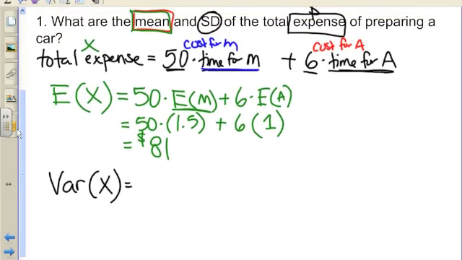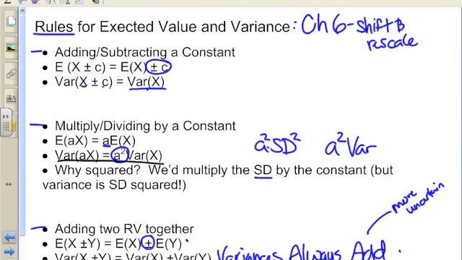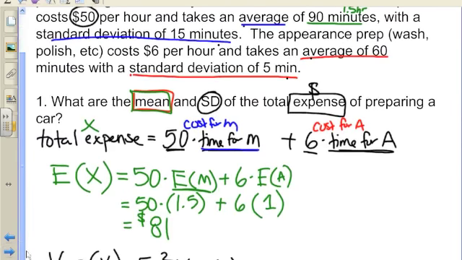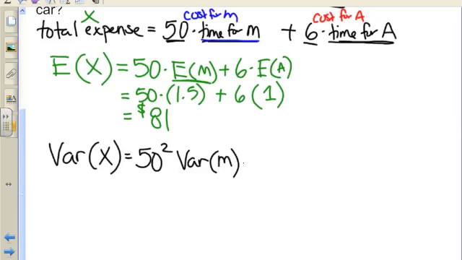Now I can follow kind of the same pattern. It's going to be 50 squared times the variance for the amount of time it takes to complete the mechanical. Wait, why did I do squared? Because of right here. We multiply or divide by a constant. It's got to be squared with our variance. All right, and then I'm going to add 6 squared times the variance for the appearance.